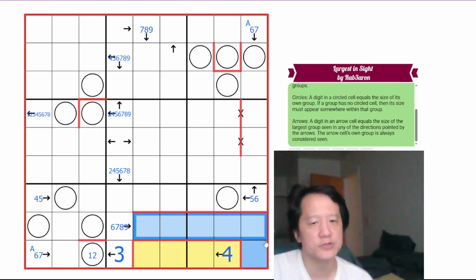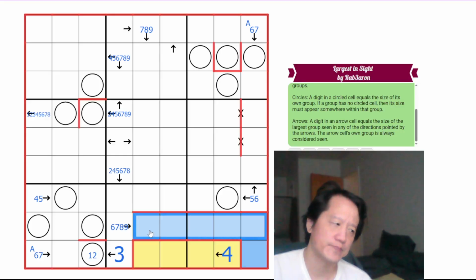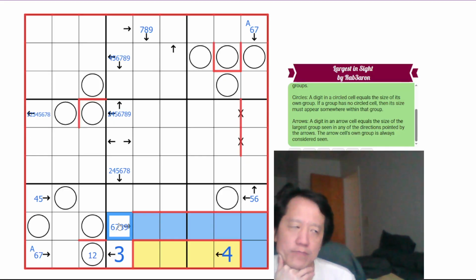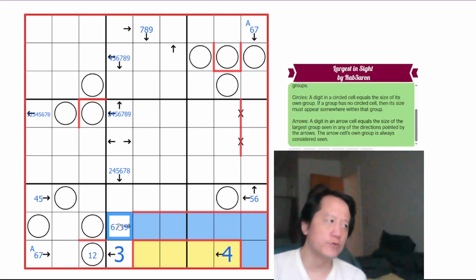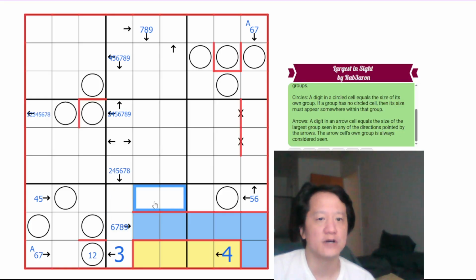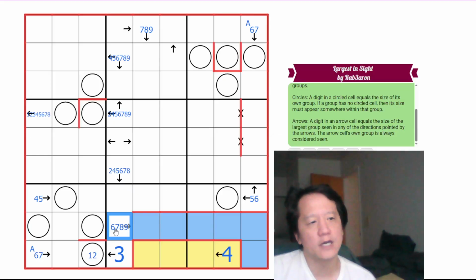So this is either 6 or 7 here, matching this. Or it sees its own group. If it sees its own group, and that's larger, this would see that it would have to match itself. Oh, it cannot.